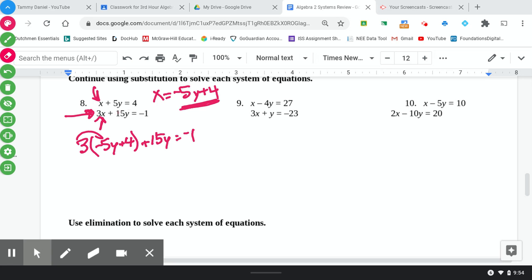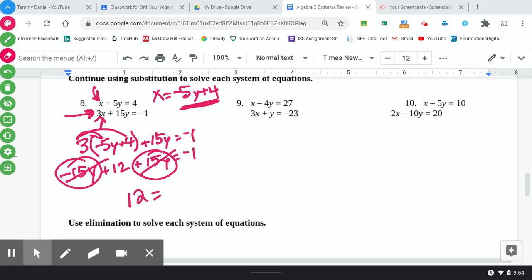Okay, so now I have to distribute the 3. So I get negative 15y plus 12 plus 15y equals negative 1. If you see here, we got a negative 15y and we have a positive 15y. If we combine like terms, those are going to cancel out, and that leaves us with 12 equaling negative 1. 12 never equals negative 1. That's not a true statement, so we don't even have to go any further because our answer is no solution at this point. Okay, because that will not work.